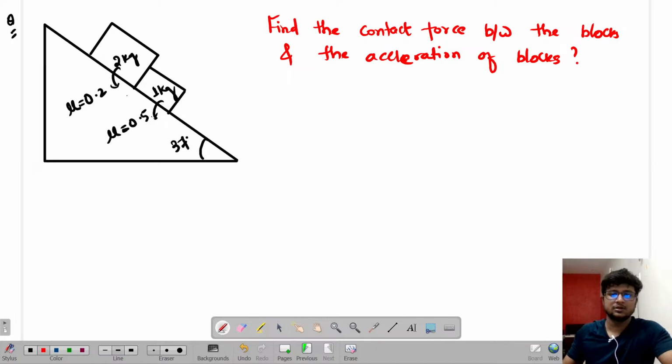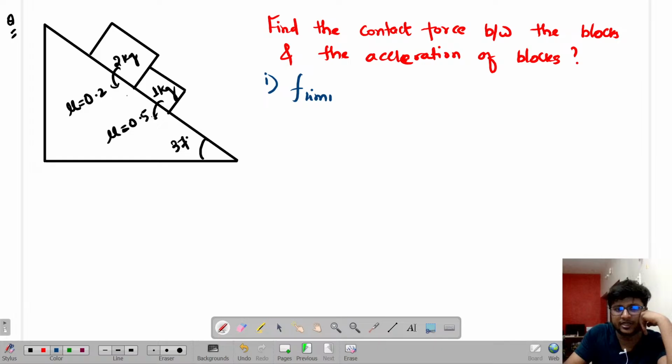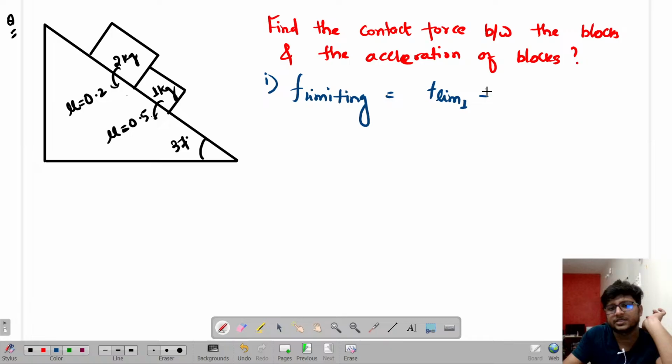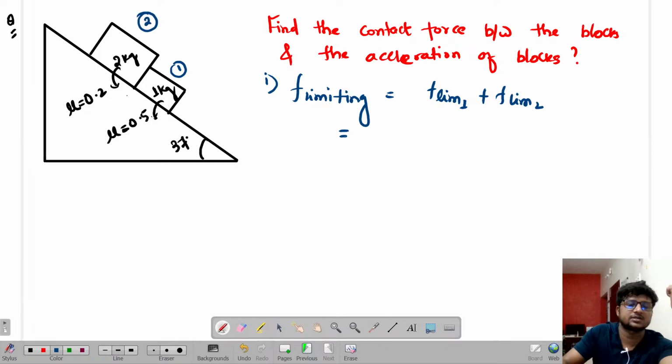Let me check. See, first of all, I have to find F limiting. In any question of friction, your first task is to find F limiting. If you look into F limiting, that is going to be how much? F limiting of first block plus F limiting of second block, correct? Let's suppose this is the first block and this is the second block.